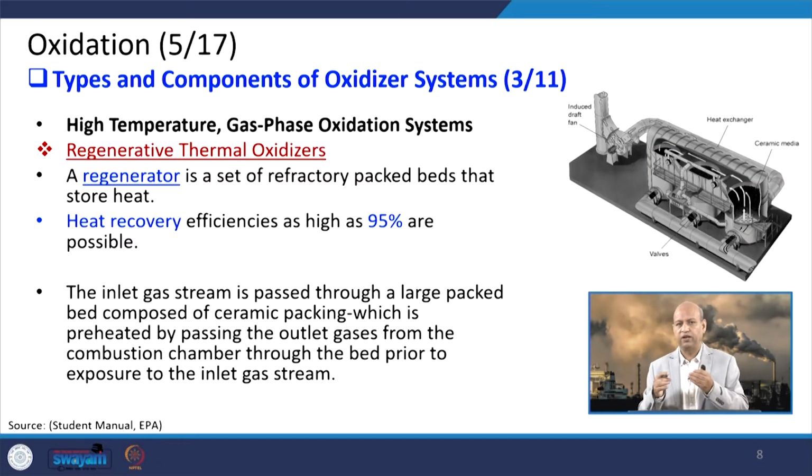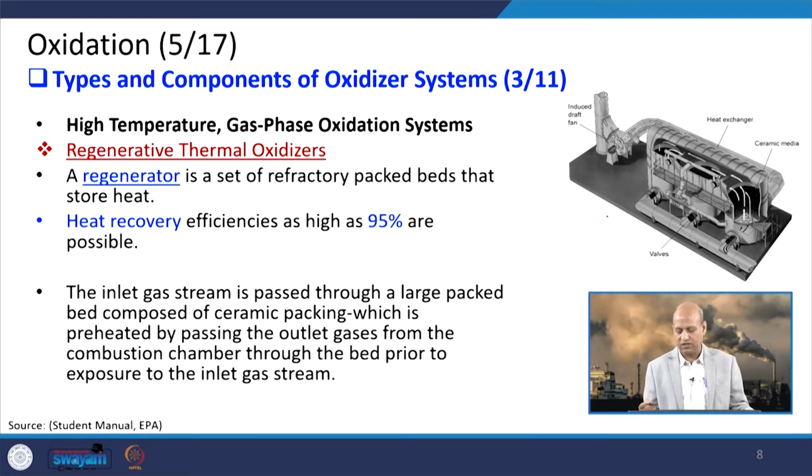So, at the point of heat exchanger, they exchange the heat from higher temperature to the lower temperature. Well, regenerative thermal oxidizers are another set of regenerators. These regenerators are a set of refractory packed beds that store heat, basically, in an indirect way you can say. You can see this is a heat exchanger, and ceramic media is used for exchanging the heat.